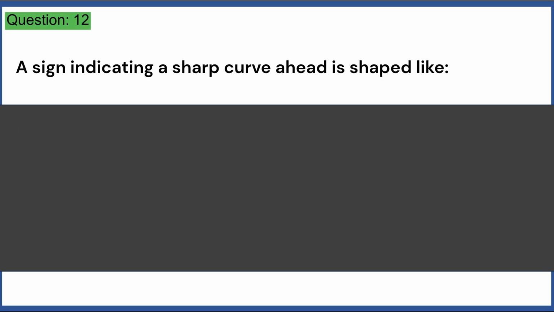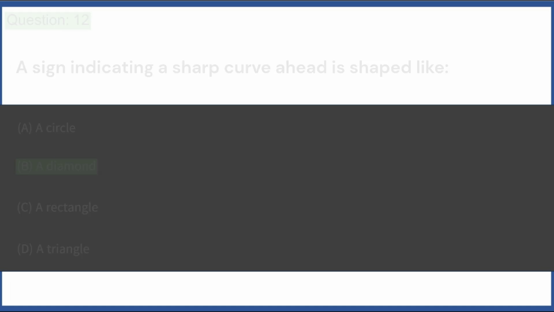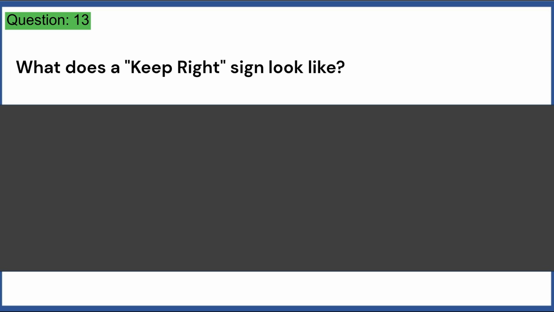A sign indicating a sharp curve ahead is shaped like: A. A circle. B. A diamond. C. A rectangle. D. A triangle. Answer: B. A diamond.